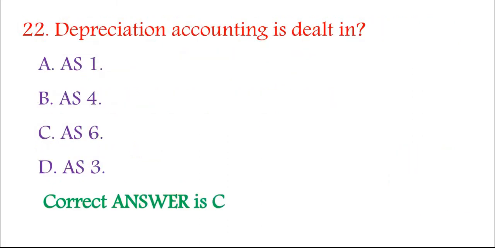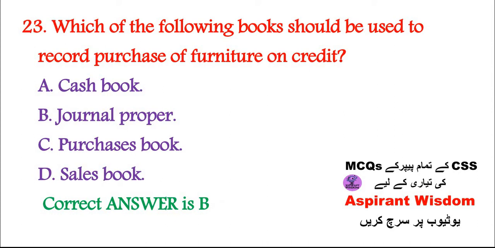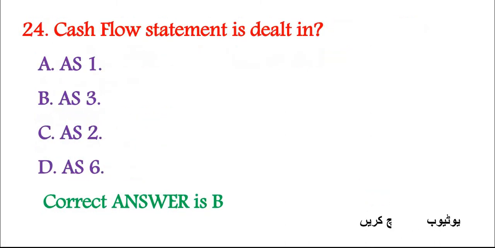22. Depreciation accounting is dealt in: A as 1, B as 4, C as 6, D as 3. Correct answer is C. 23. Which of the following books should be used to record purchase of furniture on credit? A. Cash book. B. Journal proper. C. Purchases book. D. Sales book. Correct answer is B. 24. Cash flow statement is dealt in: A as 1, B as 3, C as 2, D as 6. Correct answer is B.